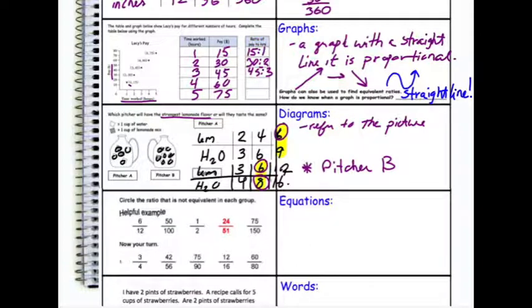So when I move on to equations, circle a ratio that is not equivalent in each group. I want to be able to identify that I can't have 1/2 of an odd number. So immediately I know that the ratio which is not equivalent is 24/51, right?